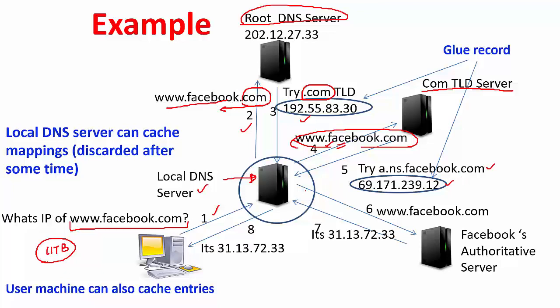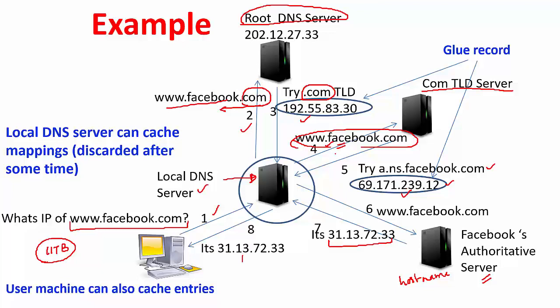Then you contact Facebook's authoritative server, which is this IP address, and this should definitely know all the host names that are part of Facebook's company. So it will know the web server of Facebook and the IP address corresponding to it. Thereby it will say, this is the answer. And once you get the answer, you pass it back to the user. So this is how the DNS operates.